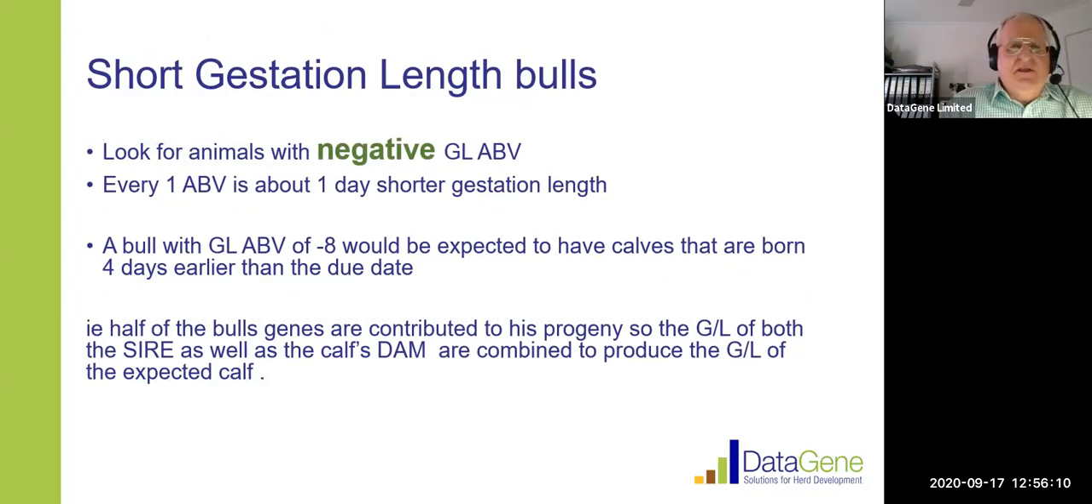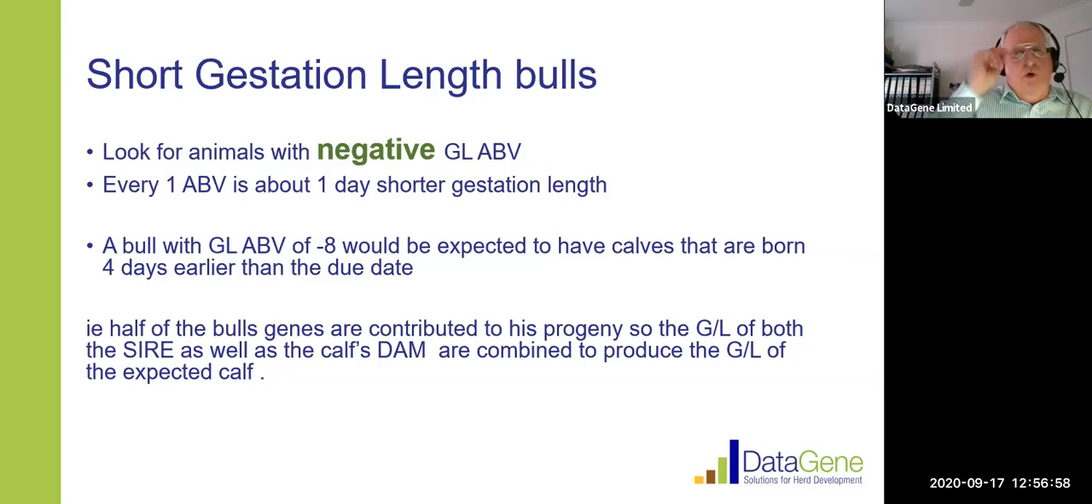So with gestation length, we publish that, and what you'll see with the ABV, we actually put it in day terms. So every ABV unit is a day shorter gestation, and a negative number actually means days shorter. So in this case, if we've got a gestation length bull with an ABV of -8, because the bull contributes half the genes to the calf, we would expect that animal to be born at least 4 days earlier. And in John's case, the bull he mentioned before, Giles, he's actually a -10 bull. So his calves, without an influence of a dam, would be expected to be born 5 days ahead of time.